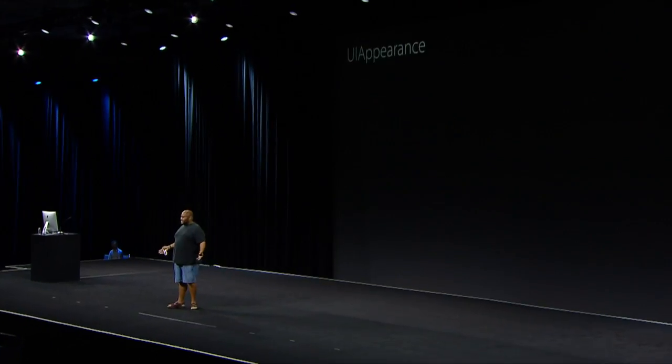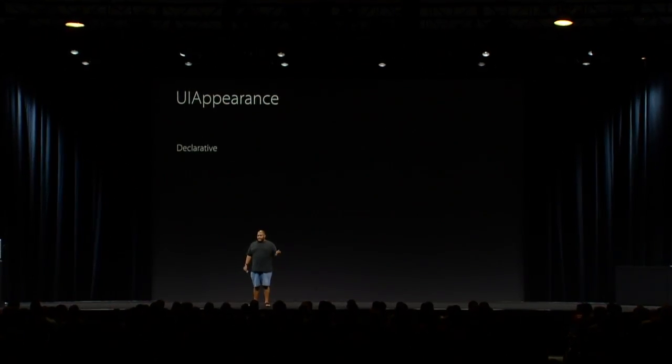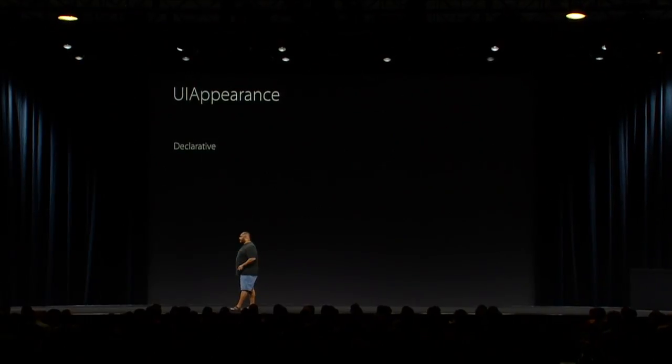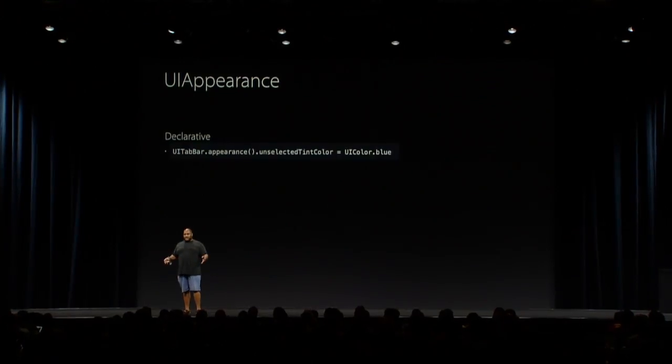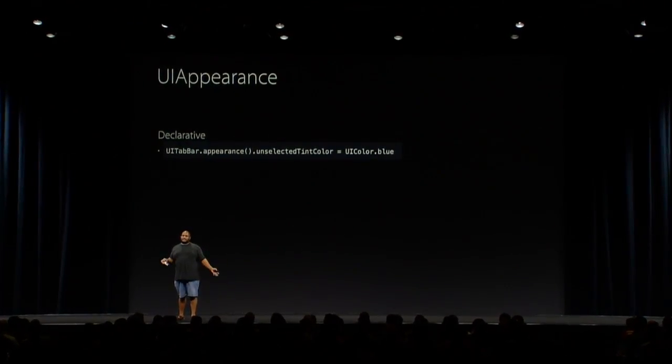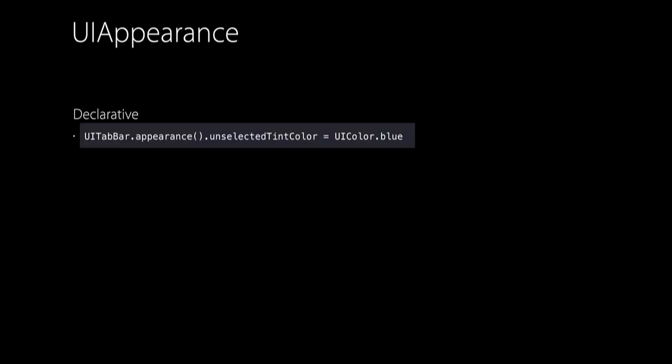UIAppearance, if you haven't used it, is a declarative way for you to specify what your application should look like. And what does that mean? Well, that means that instead of writing code when you see a new tab bar, for example, you write this. You say, for all of my tab bars, the appearance should have the unselected tint color as blue. Really simple. And now anytime you create a tab bar, unselected items are colored blue. But it's also contextual. And that means that you can specify based on trait collections or based on the containment of those views. And what does that look like?